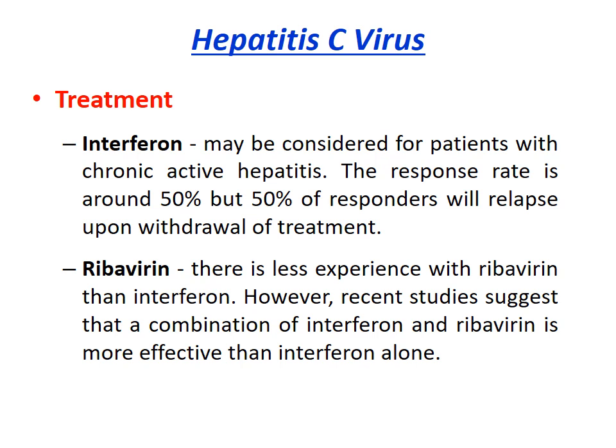Treatment. Interferon may be considered for the patients with chronic active hepatitis. The response rate is around 50%, but 50% of the responders will relapse upon withdrawal of the treatment. Ribavirin, there is less experience with ribavirin than interferon. However, recent studies suggest that a combination of interferon and ribavirin is more effective than interferon alone.